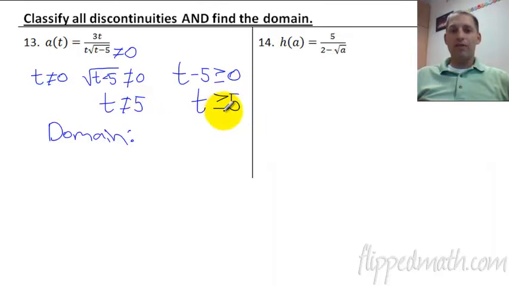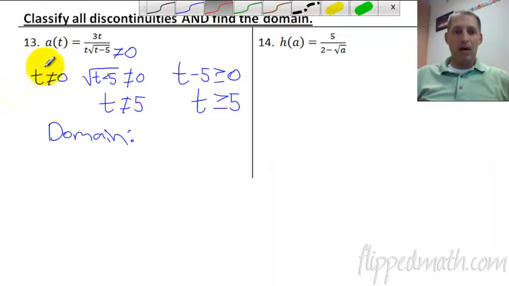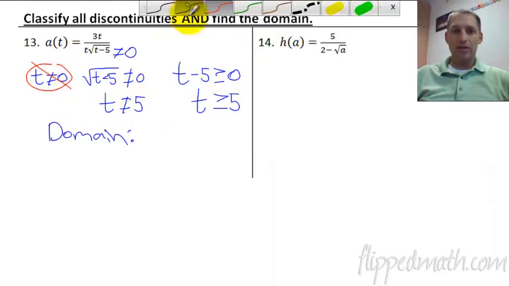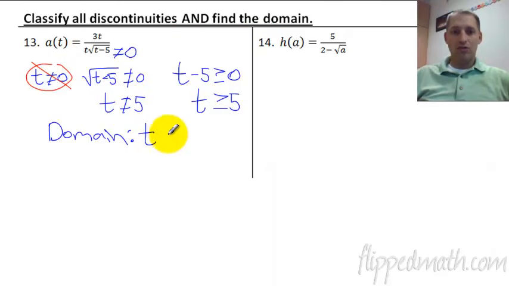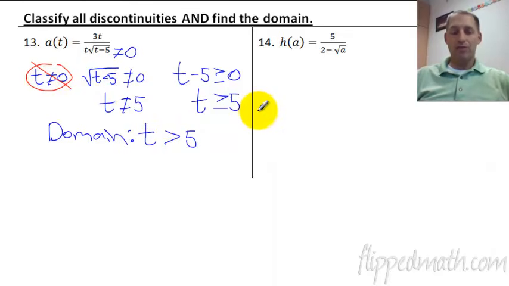Okay, well, greater than 5 means we don't even have to worry about this thing right here, because it's got to be bigger than 5 for the domain. So that thing means nothing. And it also can't equal 5, so the domain answer is t is greater than 5. Remember, we're looking for the most restricted thing of these 3 things for the domain.